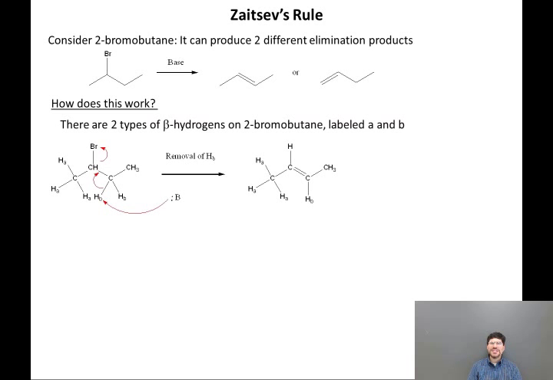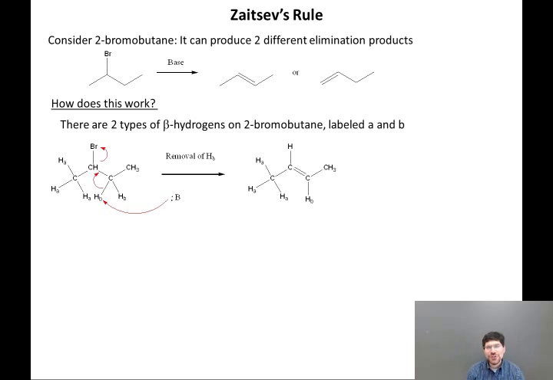Well, there are two different types of beta hydrogen on 2-bromobutane. And for the purposes of this discussion, I have them labeled type A and type B. The 3 hydrogens on the terminal carbon are labeled type A, and the 2 hydrogens on carbon 3 are labeled type B. There is a hydrogen on carbon 2, the carbon that contains the bromine, but remember, that is not a beta hydrogen, so we are not going to be able to remove that in an elimination reaction. It's going to sit there, but it is not labeled A or B.